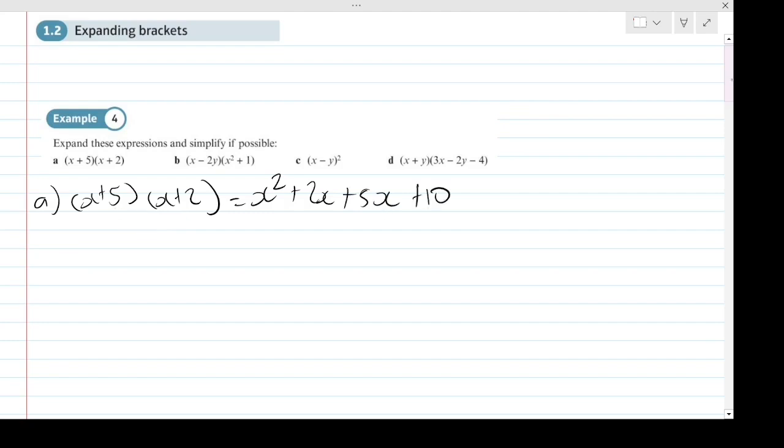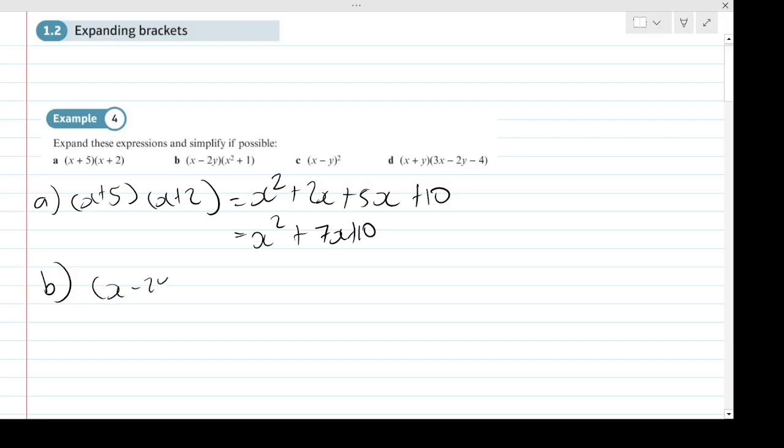And then it says to simplify. We can simplify because we have different x terms, so we can collect them together, add them together. So that's going to be x squared and then 7x add 10. Okay, that should be fairly straightforward. And so let's have a look at part B.